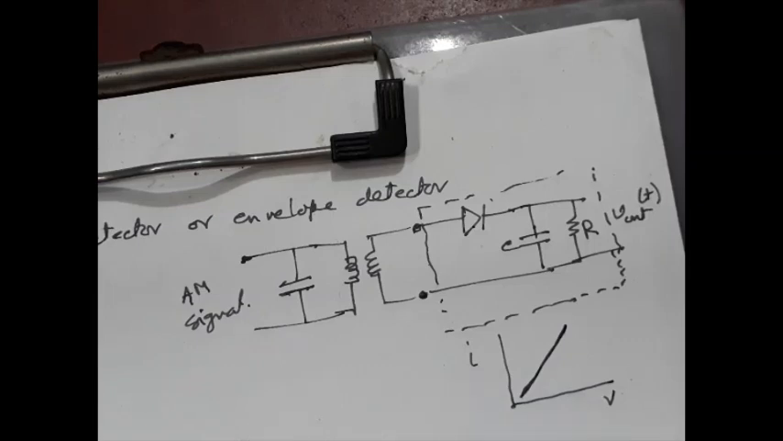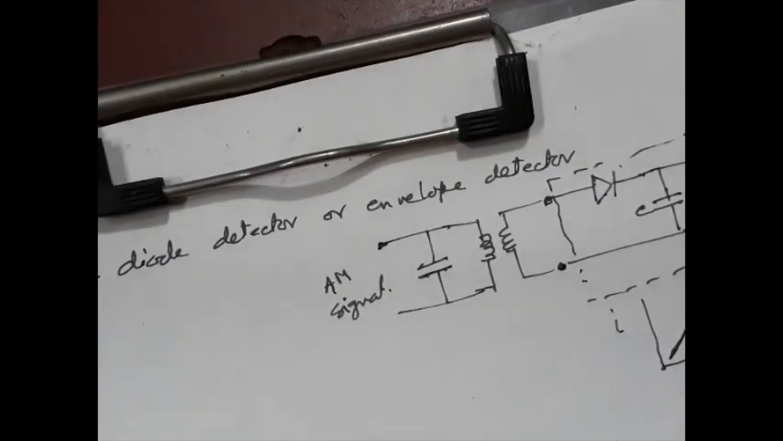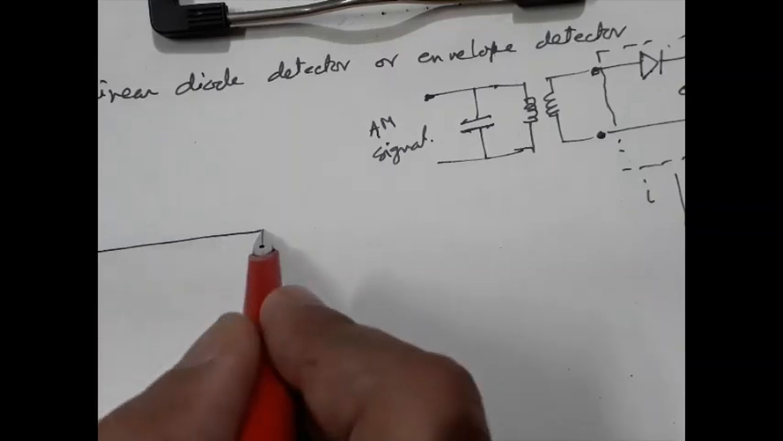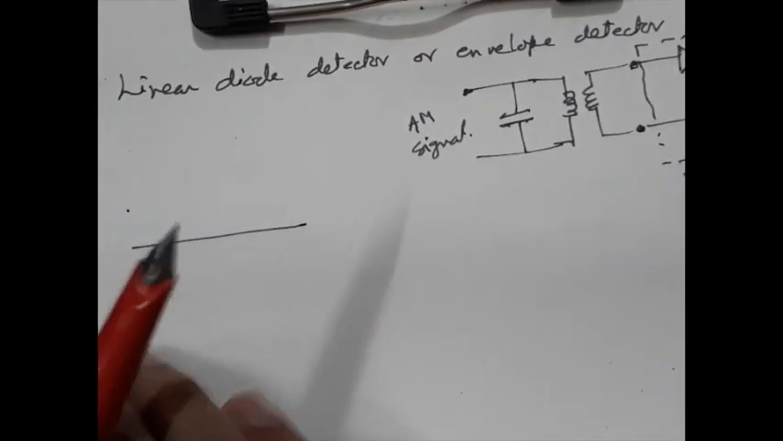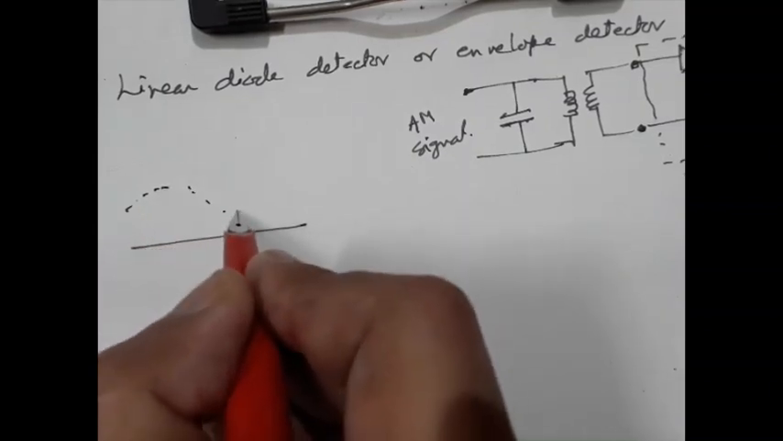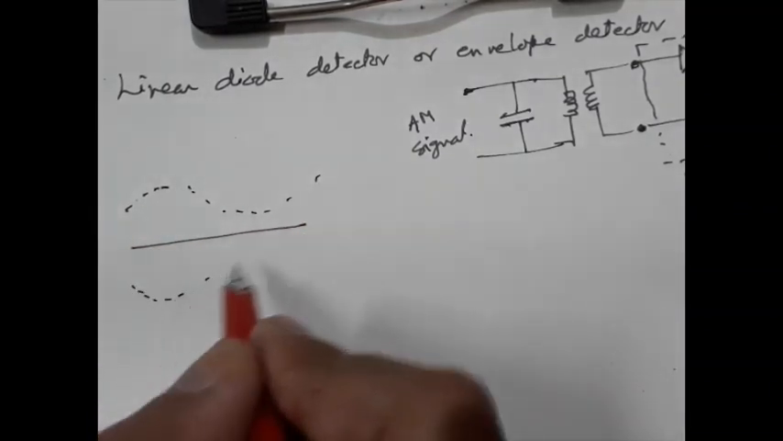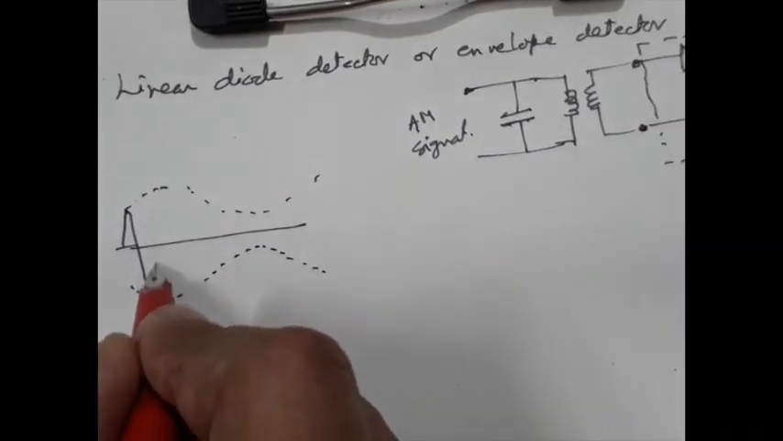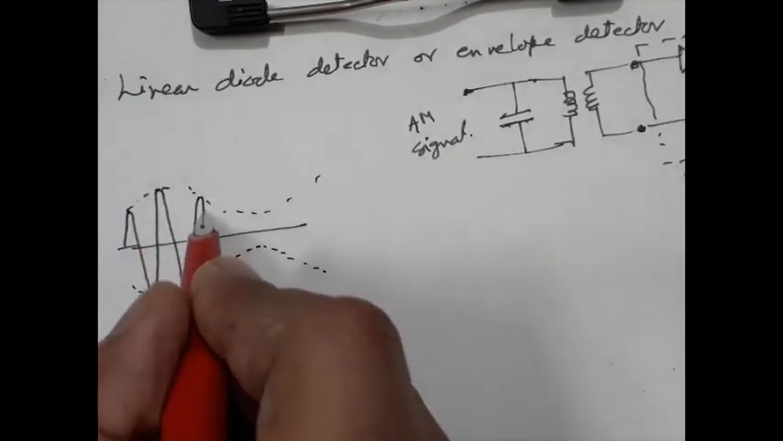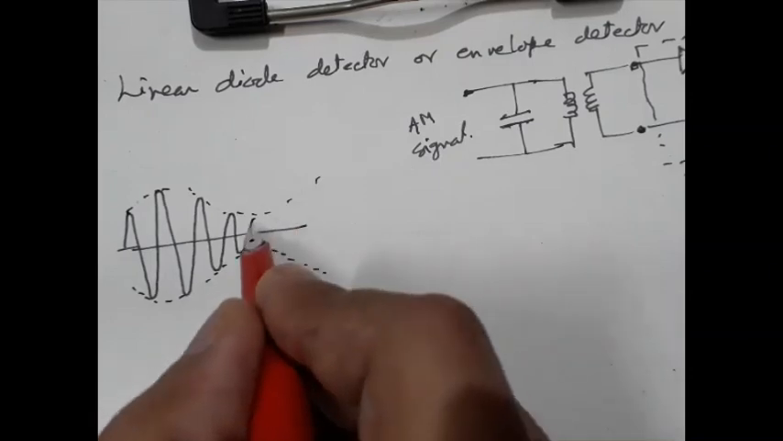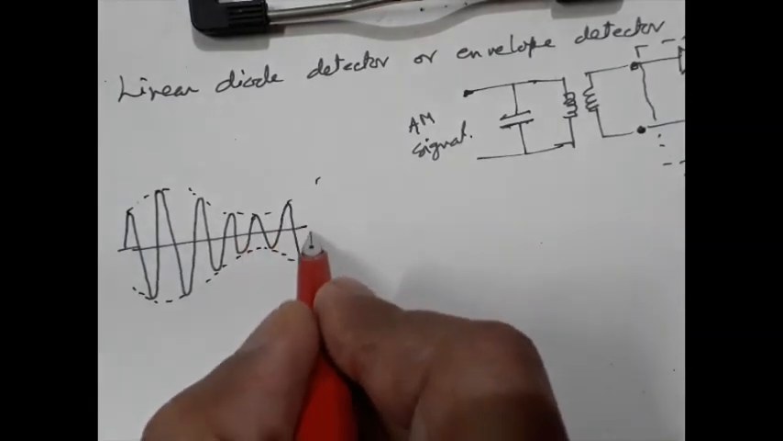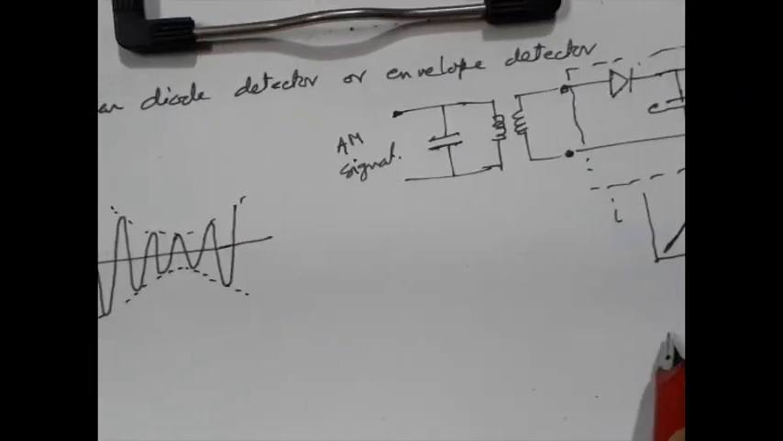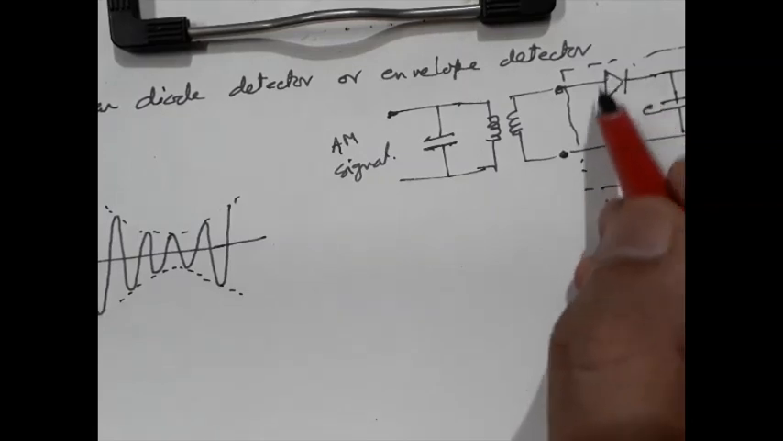Now, if the input AM signal is drawn in this way, this is the input signal. Now let us try to understand the operation of this circuit one by one.